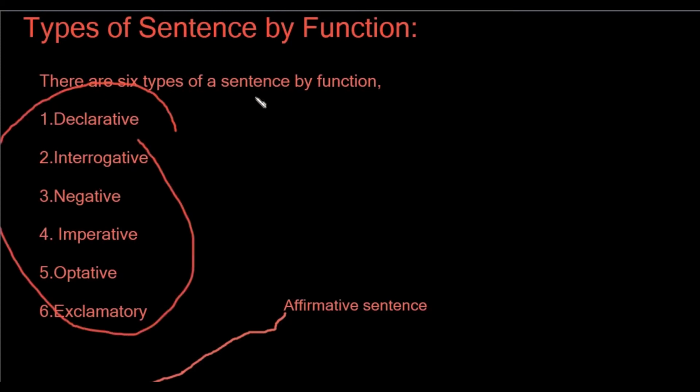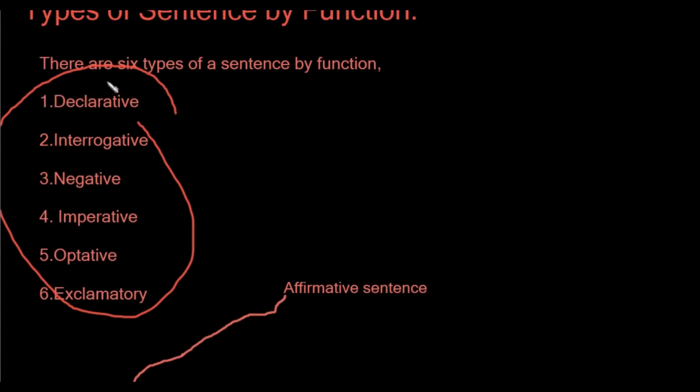Okay. But before watching this video, I want you to go and check the previous video about sentence and the subject and predicate, so that will be helpful. Okay, so let's get started. So these are the 6 types of sentences that you can see here by function.